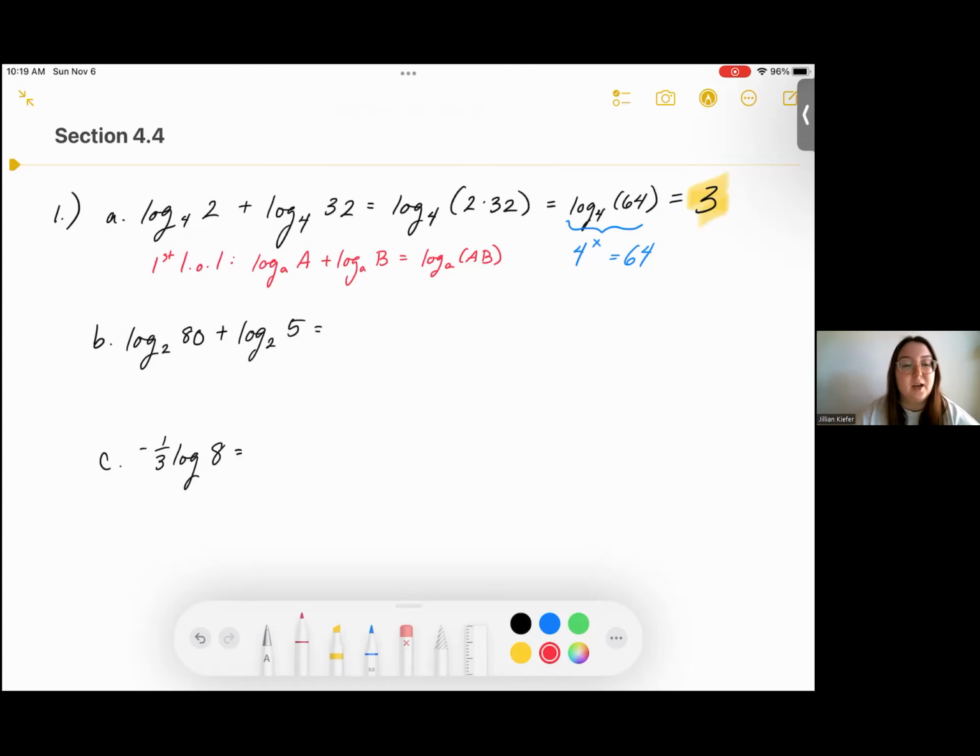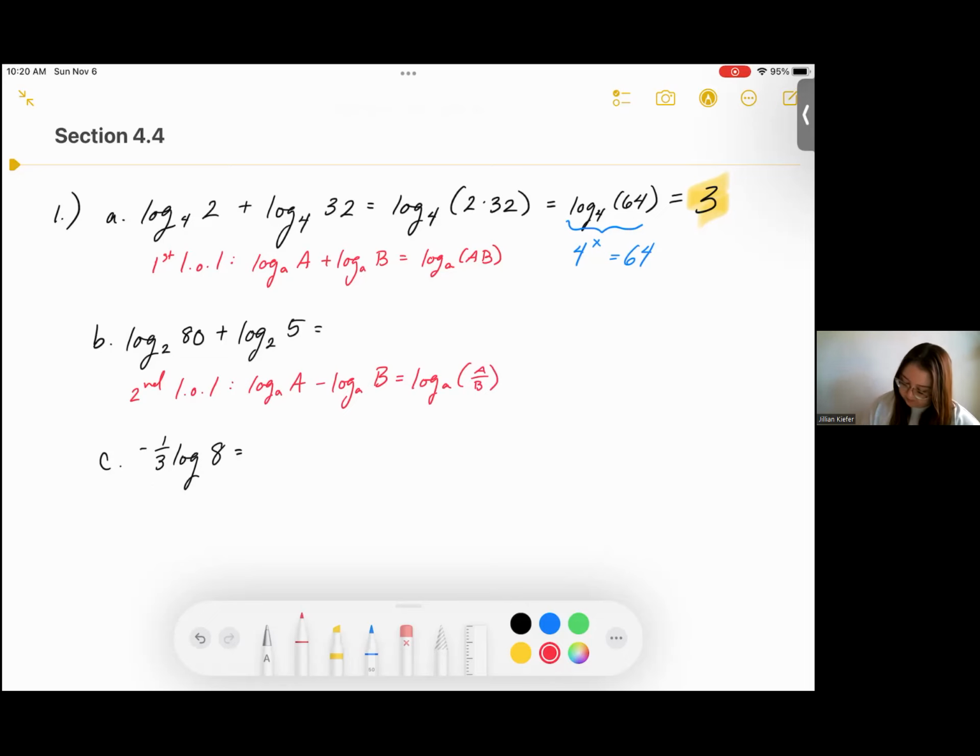All right, then for part B, we have log base 2 of 80 minus log base 2 of 5 is equal to what? For part B, we are going to use the second law of logarithms, second LOL. The second law of logarithms tells us that, going in the backward direction here, log base a of A minus log base a of B is log base a of A divided by B.